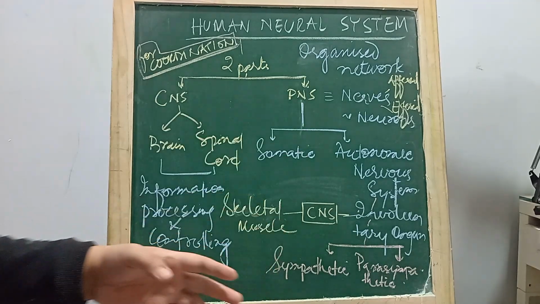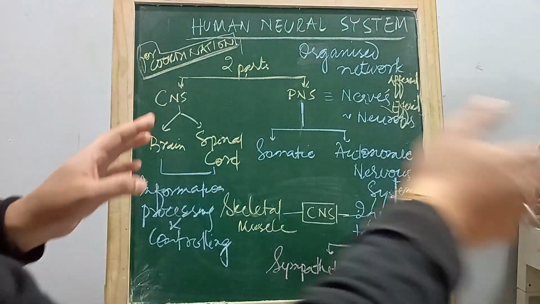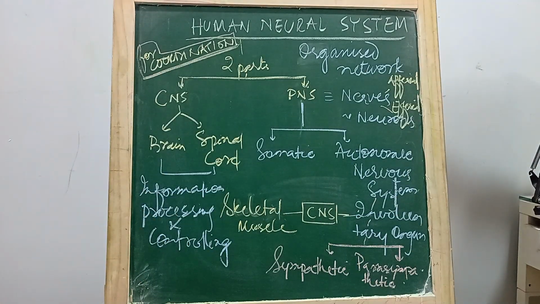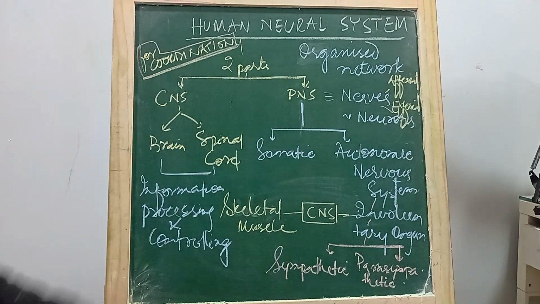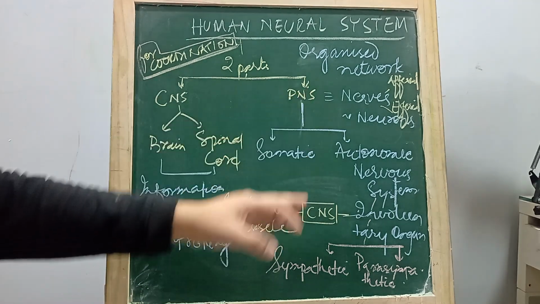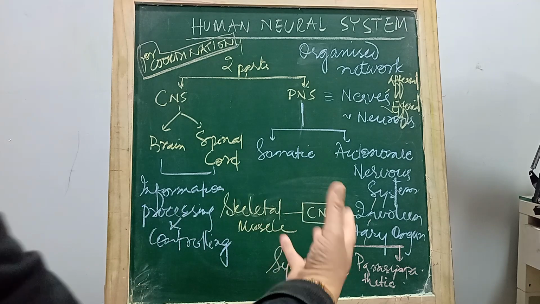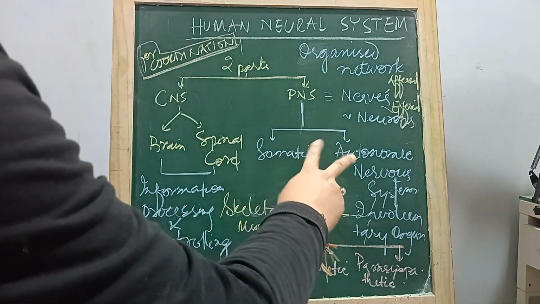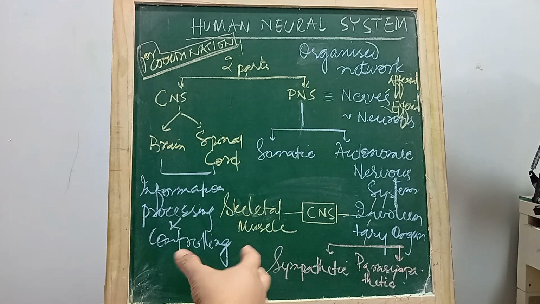Now the peripheral nervous system. Peripheral means the outside, the boundary. The peripheral nervous system is again divided into two kinds: somatic and autonomic. Somatic nervous system and autonomic nervous system. So basically, they are nerves, and nerves are connecting the organs to the central nervous system, right? The central nervous system will be common between these two kinds of nervous system. What differs is the kind of organ.